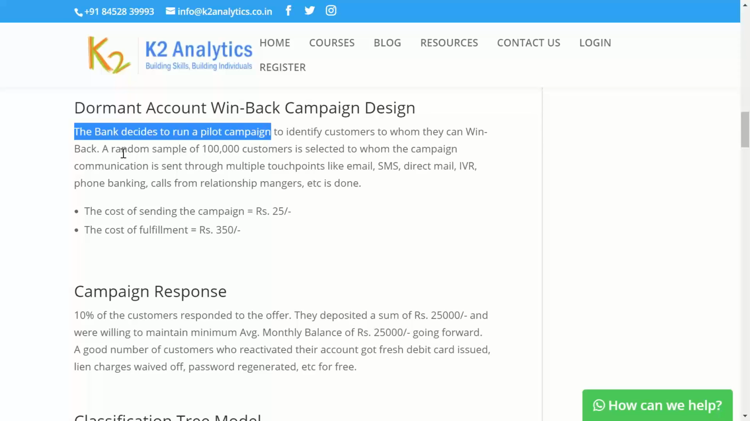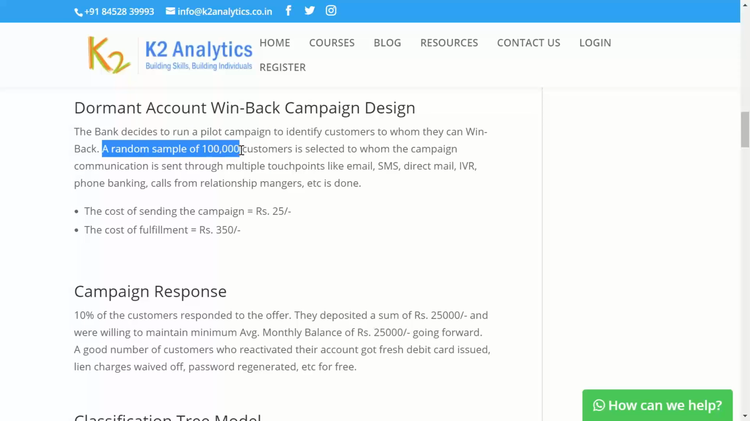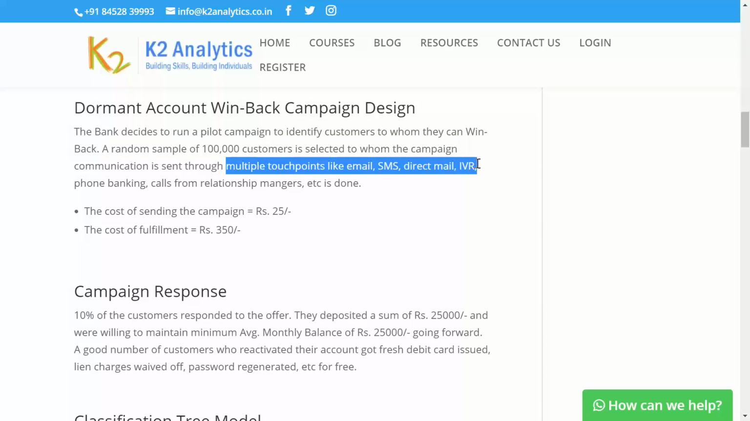In the pilot campaign, the bank randomly took 100,000, that is 1 lakh dormant customers, and connected with them through multiple touch points like email, SMS, direct mailer, IVR, phone banking calls, RMs talking to them, etc. So they took a multi-pronged approach where through multiple channels they tried to reach out to the customer to communicate their offer, where benefits are given to the customer if they start transacting with the bank. That is, if they activate.